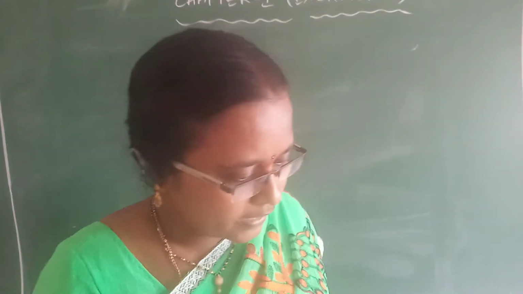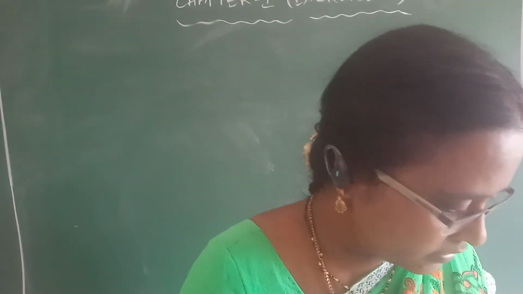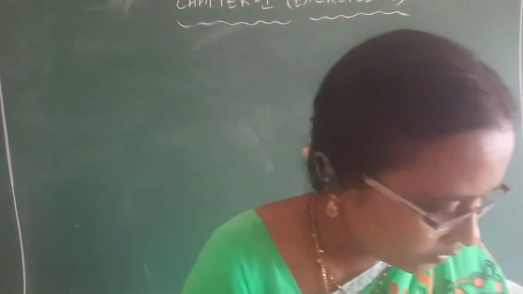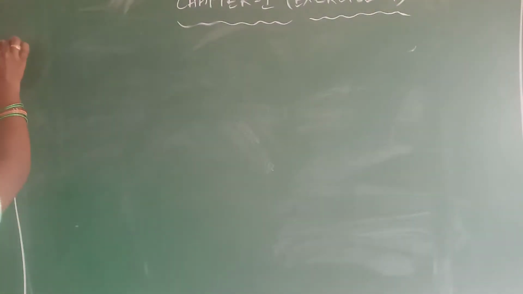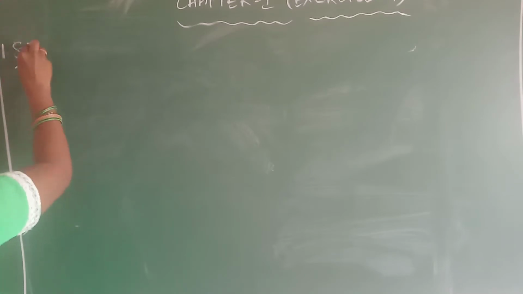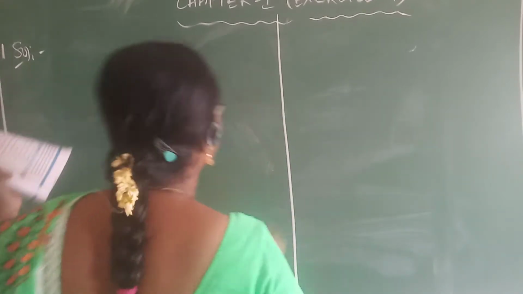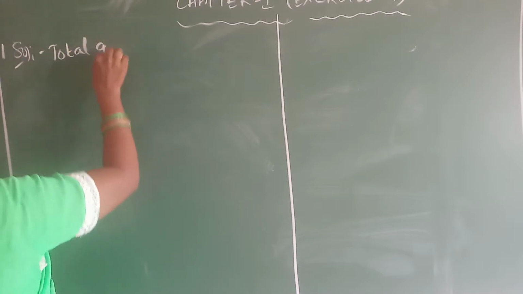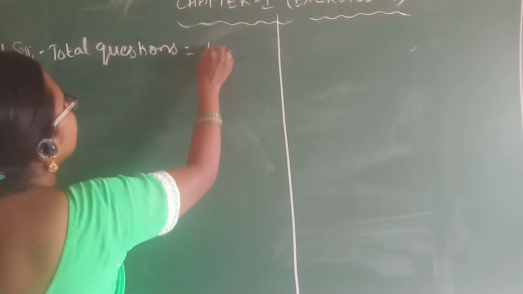So, in a class test containing 15 questions, 4 marks are given for every correct answer and minus 2 marks are given for every incorrect answer. So, what are the conditions given here? We are going to write on the board here. First solution. Total questions is equal to 15.